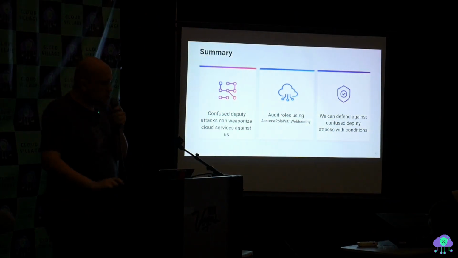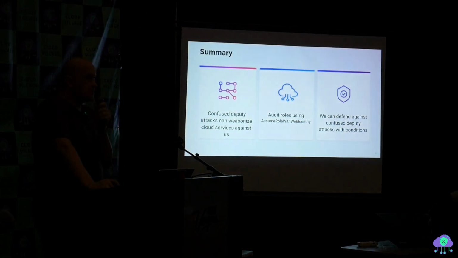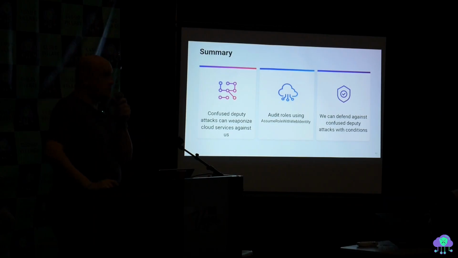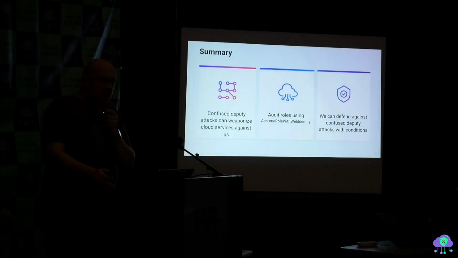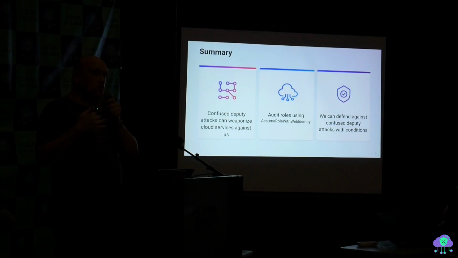So quickly in conclusion, we took a look today at how confused deputy attacks can weaponize cloud services against us. We took a look at assume role with web identity and a very dangerous misconfiguration that could cause your roles to be assumable by anyone in the world. Again, strongly encourage you to audit your roles. It's a very easy mistake to make. Amazon made it twice. And then we also took a look at how we could use conditions to defend ourselves from confused deputy attacks in AWS.